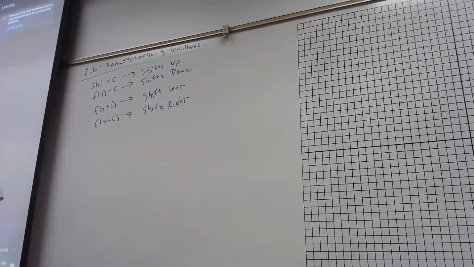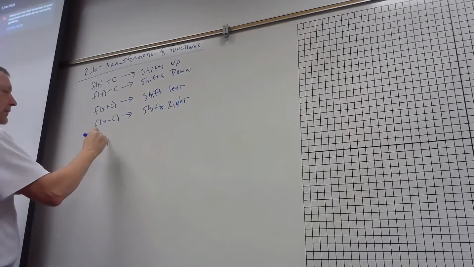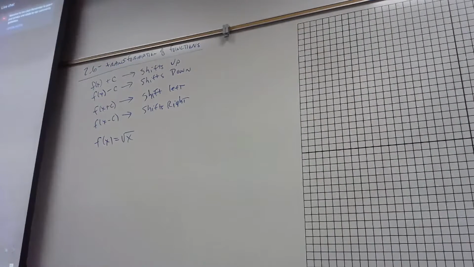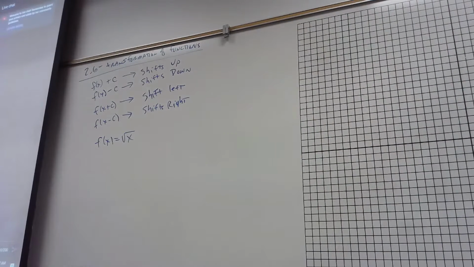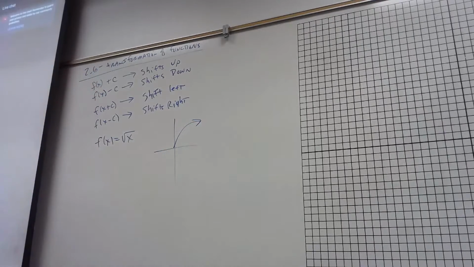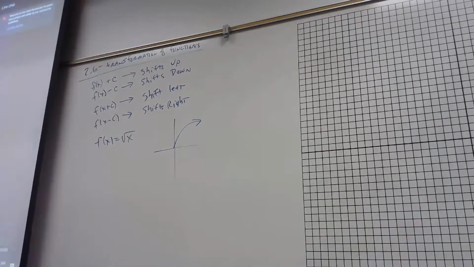Let's do some examples here. What if I had, first of all, f of x equals the square root of x? What does that look like? Is it a V? Nope, it's not a V. It's like a curved arrow. It's going to look like this. That's a little big, but that's good enough for what we're doing.